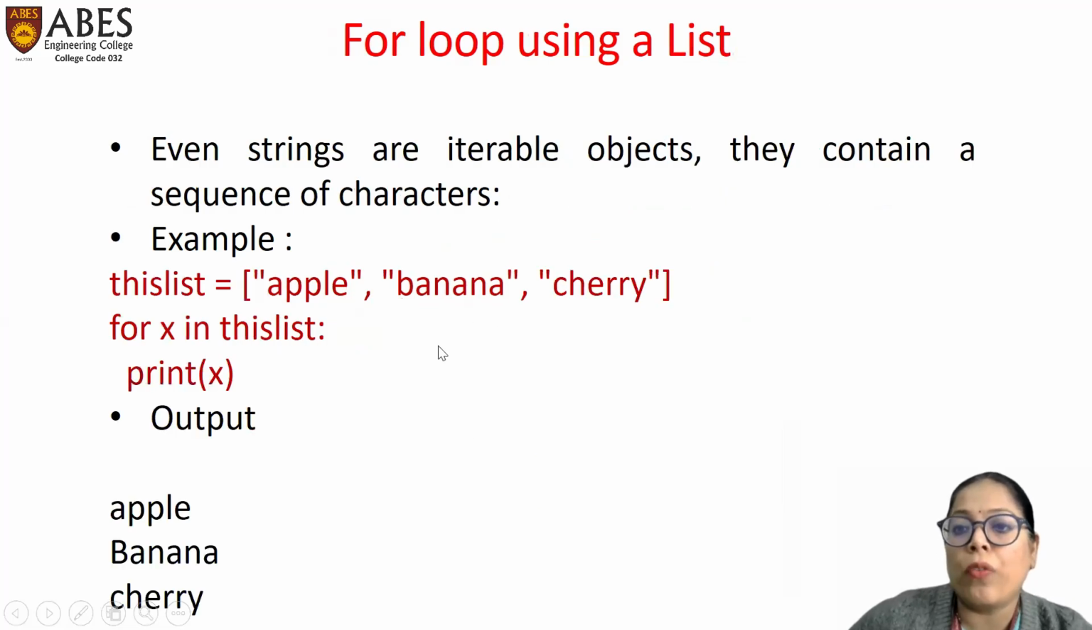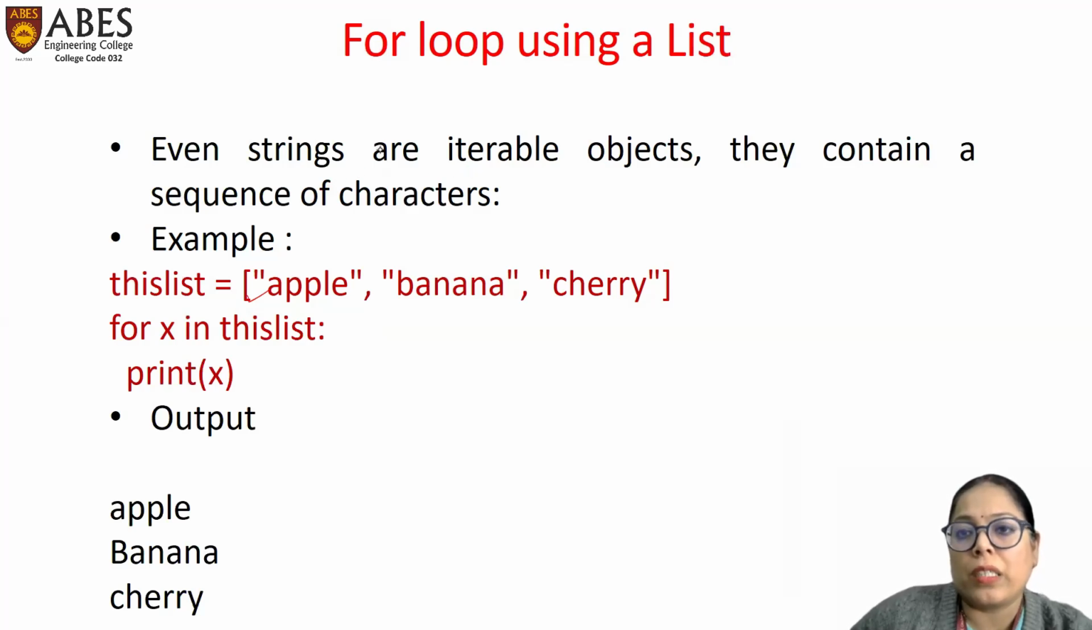Now we will see how for loop works with list. List is another sequence data type. You must have studied the syntax of list. We write the list elements in square brackets like this. And if we are using parentheses, that means it is a tuple.